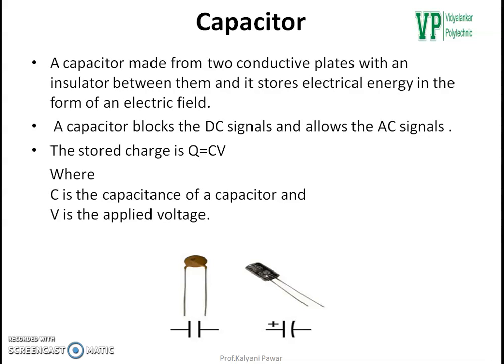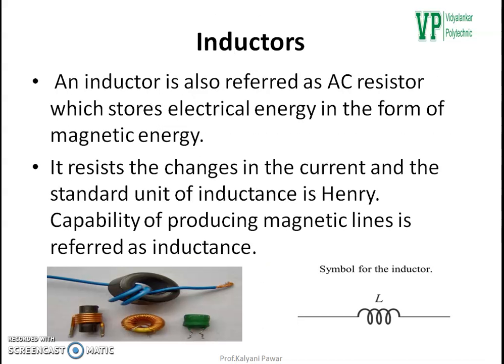Second, capacitor. A capacitor is made from two conductive plates with an insulator between them, and it stores electrical energy in the form of an electric field. It blocks the DC signal and allows the AC signal to pass through it. The stored charge is given by the equation Q = C × V, where C is the capacitance of a capacitor and V is the applied voltage. Figure shows the symbol of a capacitor.